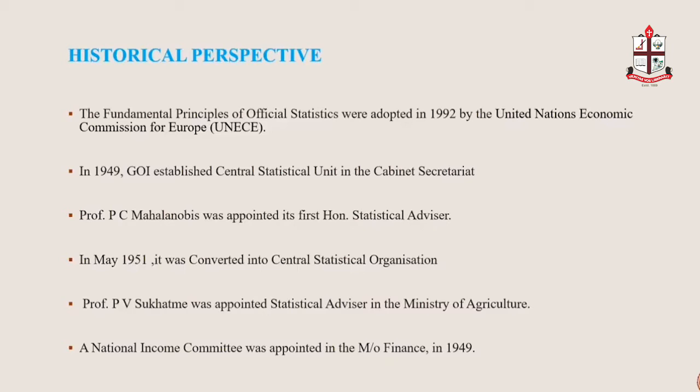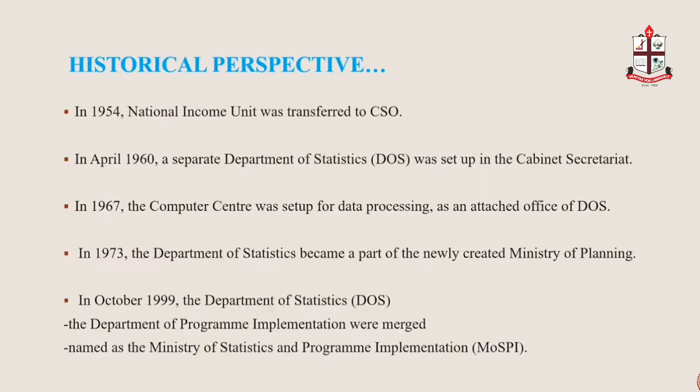A National Income Committee was appointed in the Ministry of Finance in 1949 to work out a system for a reliable estimation of national income. In 1954, the National Income Unit was transferred to CSO. In April 1960, a separate Department of Statistics was set up in the Cabinet Secretariat, and the CSO and NSS became its part.